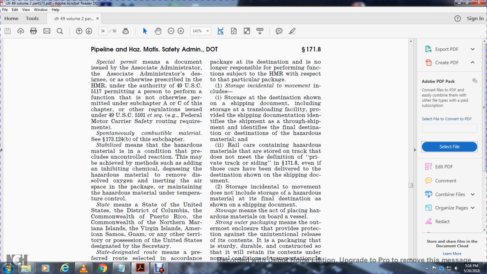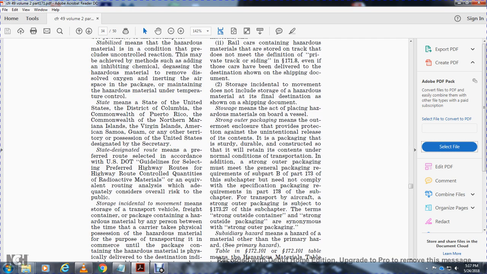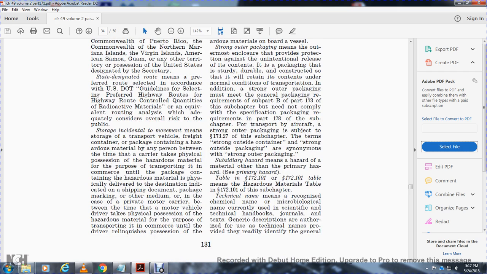State means a state of the United States, the District of Columbia, the Commonwealth of Puerto Rico, the Commonwealth of the Northern Mariana Islands, the Virgin Islands, American Samoa, Guam, or any other territory or possession of the United States designated by the Secretary. State-designated route means a preferred route selected in accordance with the U.S. DOT regulations and guidelines, the selected preferred highway route for the highway route controlled quantity of radioactive material, with the equivalent routing analysis adequately considering the overall risk of a public storage incident.